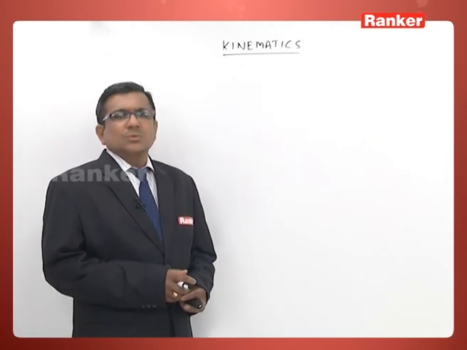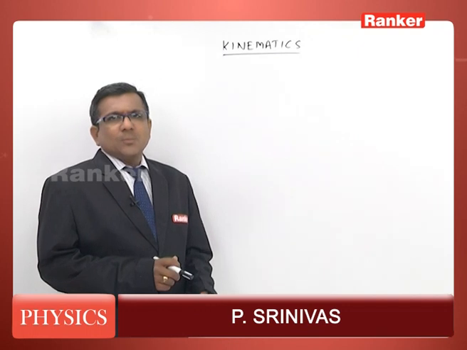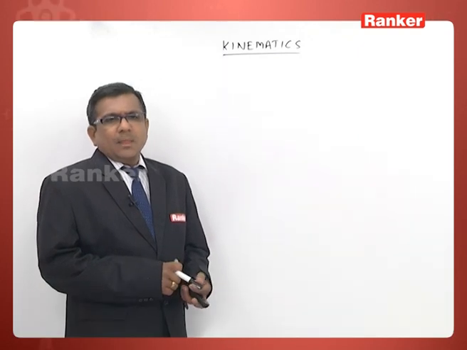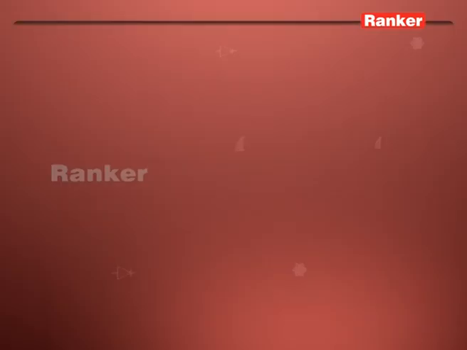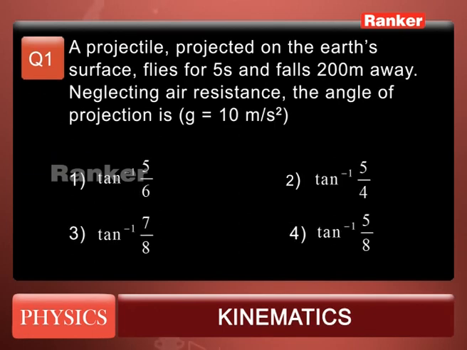Dear students, let us do some problems in kinematics today. In the first problem, please read the problem. It is based on the projectile, two-dimensional motion concept. A projectile is projected on the surface of the earth and flies for 5 seconds and falls 200 meters away. Neglecting air resistance, the angle of projection is... some options are given.